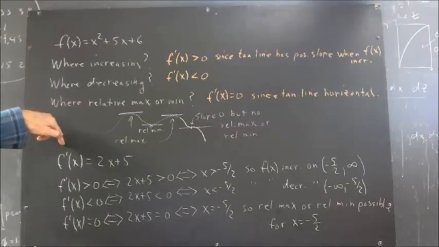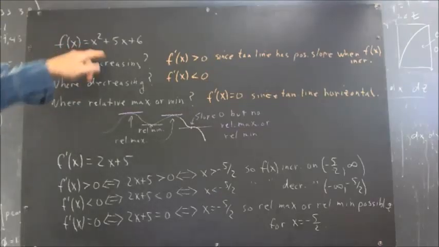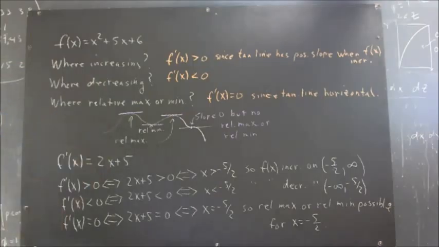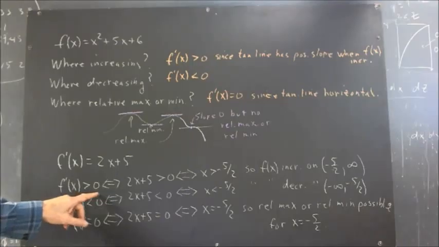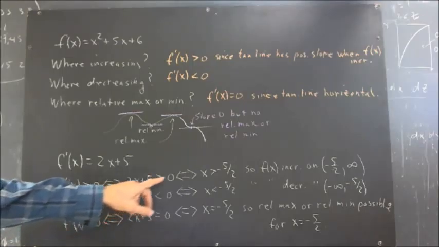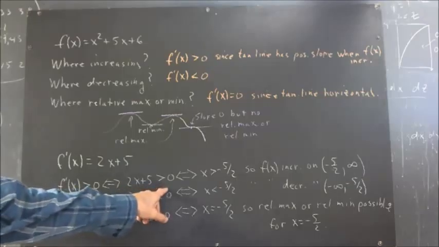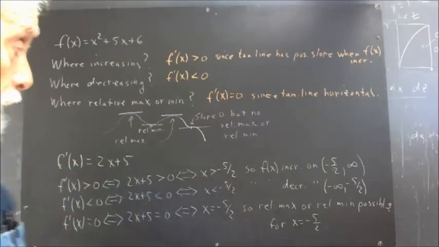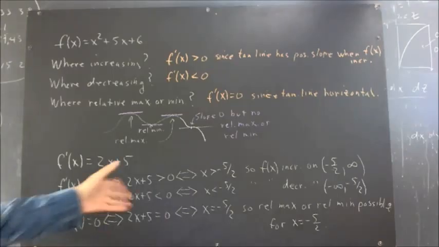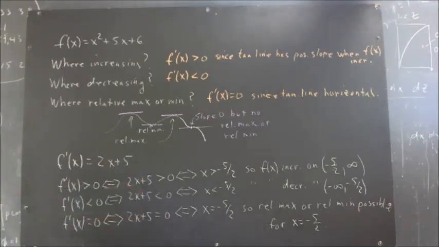Okay, f prime of x, then, well, that's easy to calculate. It's 2x plus 5. Okay? Now, f prime of x is greater than 0 if and only if 2x plus 5 is greater than 0, which is true if and only if x is greater than negative 5 halves, as we can easily determine by solving the equation.